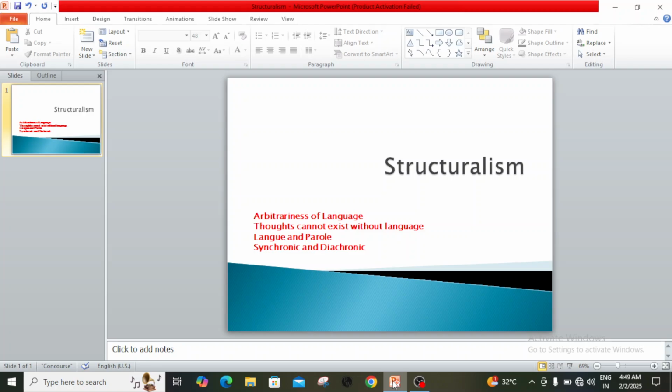So it is assumed that language expresses us humans, not that we express language. This means, according to Saussure, language plays the vital role in our thinking process. He simply says that in reality, we are not expressing language. It's only language which expresses us humans. This is the concept of Saussure.